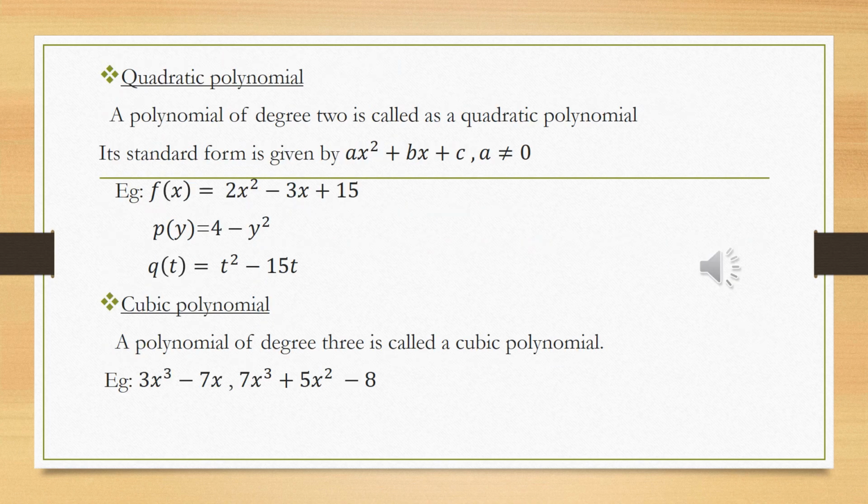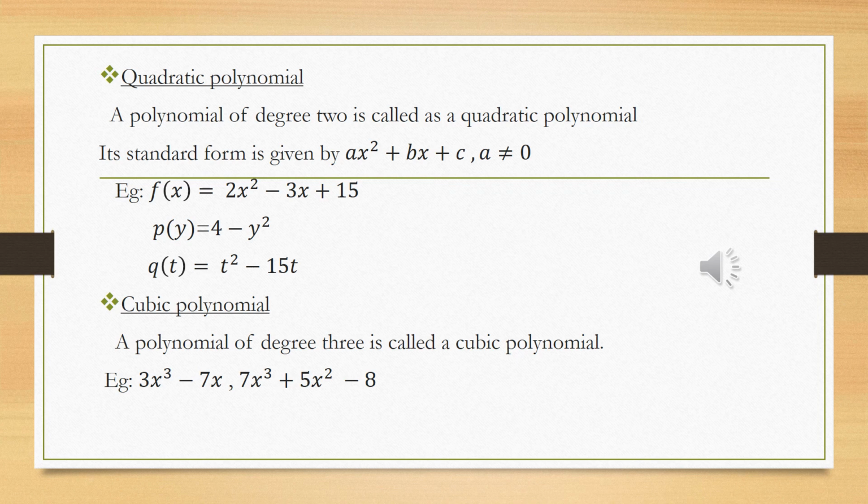Quadratic polynomial. A polynomial of degree 2 is called a quadratic polynomial. Its standard form is ax square plus bx plus c, where a is not equal to 0. We can see some examples. f of x equal to 2x square minus 3x plus 15, where x is the variable and we can see the highest power in this is 2. That is why we take it as a quadratic polynomial.